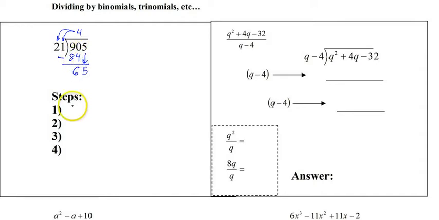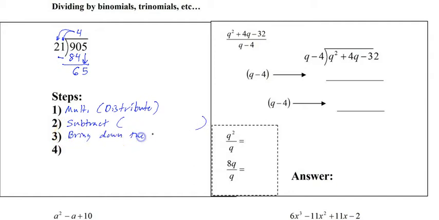That's our steps. So the first thing we do is multiply, which in this case is distribute. After that, we subtract. And there will be a hint for that one. And then step 4 was we bring down the next term. Okay, and then after that, what do we do?